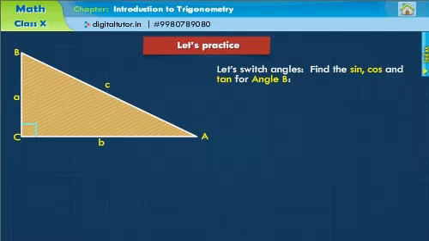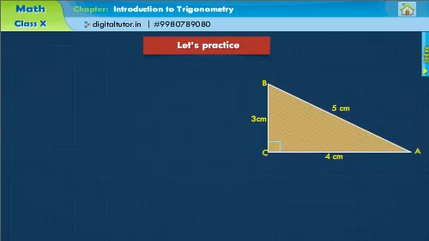Let's switch angles. Find the sine, cos and tan for angle B. Sin B is equal to b by c. Cos B is equal to a by c. Tan B is equal to b by a. Let's observe the following example.